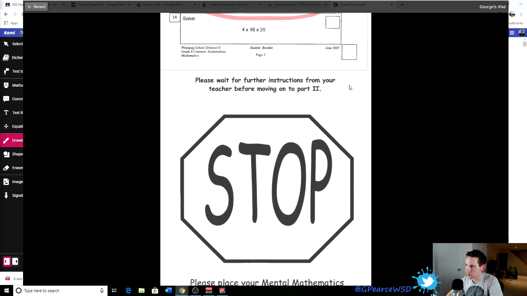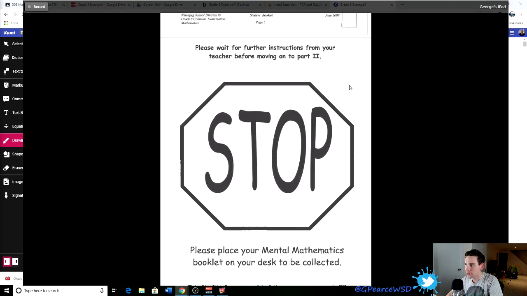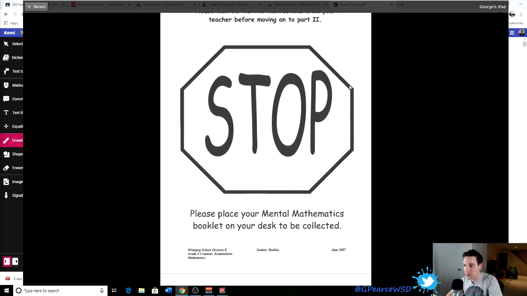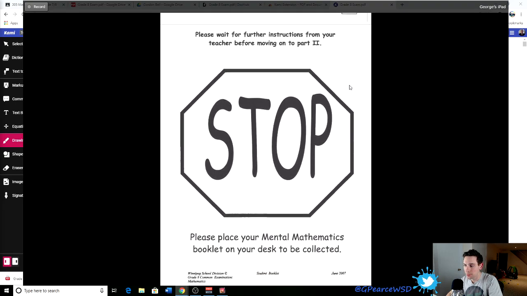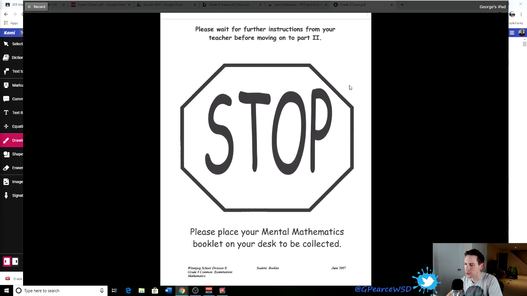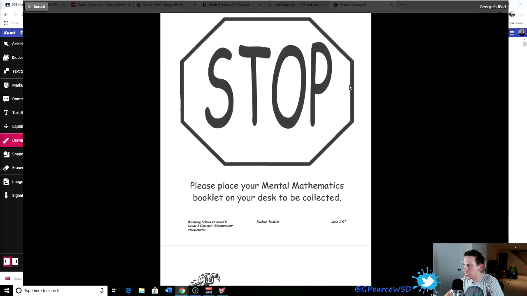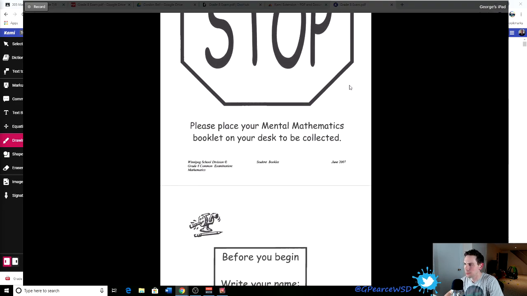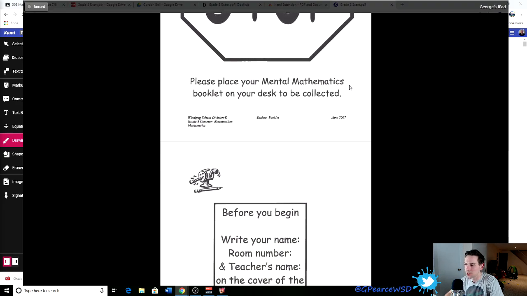So this is strange. It says, please wait for further instructions before moving on to part 2. Again, this is my first year writing this, and it says stop. Just for some context, it was all in one booklet. What if I have a... Yeah, it was all in one booklet. So I don't know how they would collect one booklet. It was all stapled together. But it says, please place your mental mathematics booklet to be collected. I don't know how they would do that. It was all just one booklet.